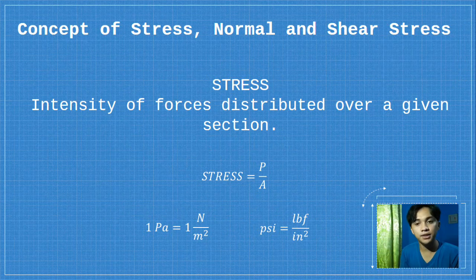And now, let's proceed to stress. Stress is defined as the total force or load, or intensity of forces, distributed over a given section. The SI unit of stress is Pascal, which is equivalent to newtons per meter squared, and its US customary unit is PSI, or pound-force per square inch.